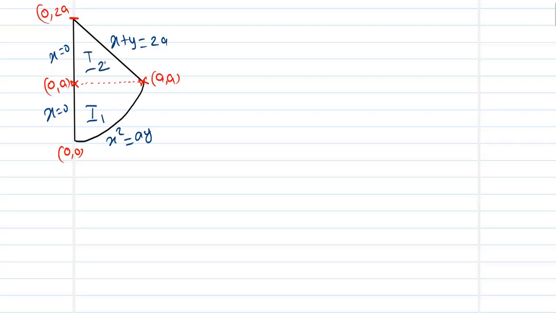So I'll have to fix the limits for both my region 1 and region 2. My total value of I, the evaluation of the integral, is going to be I1 plus I2. Fixing the limits for I1. So how to fix the limits? In the direction of x.